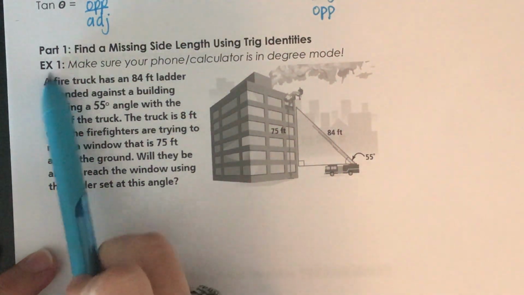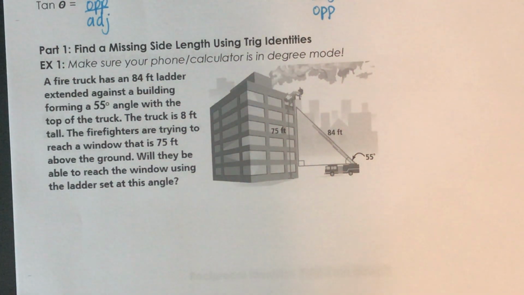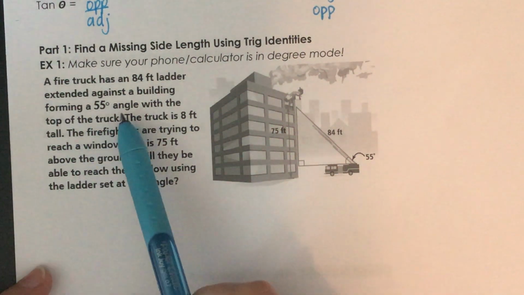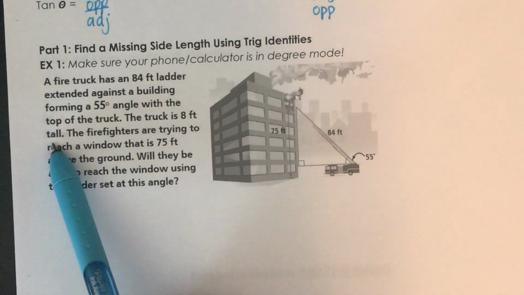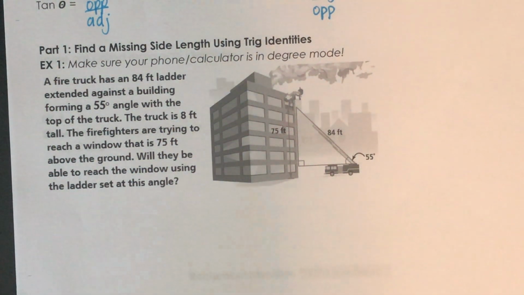Okay, so example 1. A fire truck has an 84-foot ladder extending against a building, forming a 55-degree angle with the top of the truck. The truck is 8 feet tall. The firefighters are trying to reach a window that is 75 feet above the ground. Will they be able to reach the window using the ladder set at this angle?